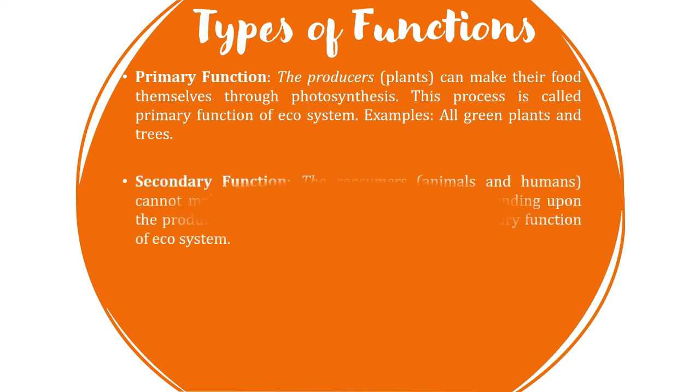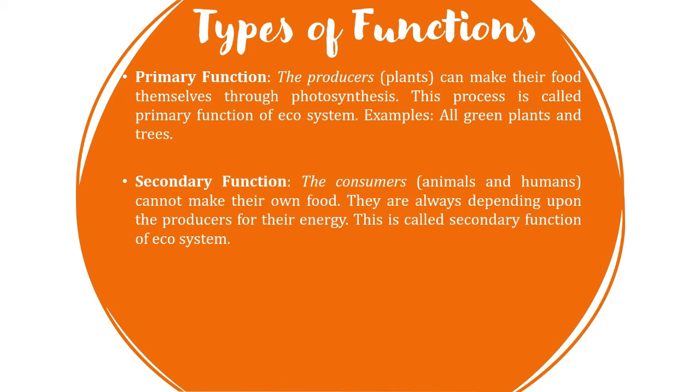Second type is secondary function. The consumers, animals and humans, cannot make their own food. They are always depending upon the producer for their energy. This is called secondary function of ecosystem.